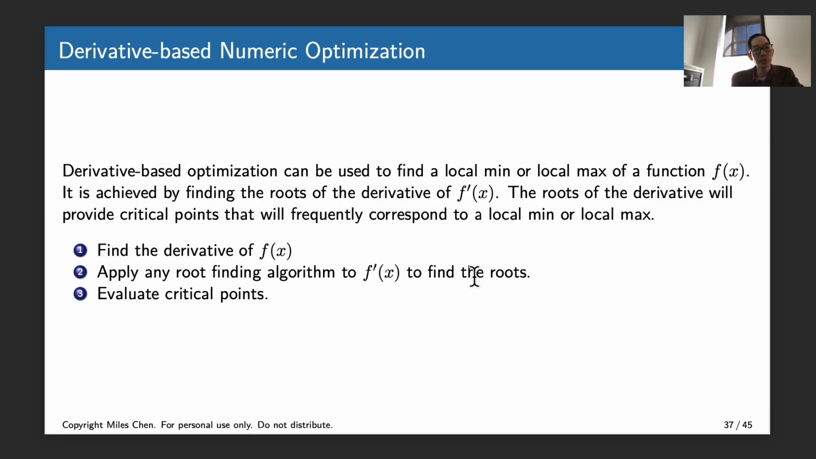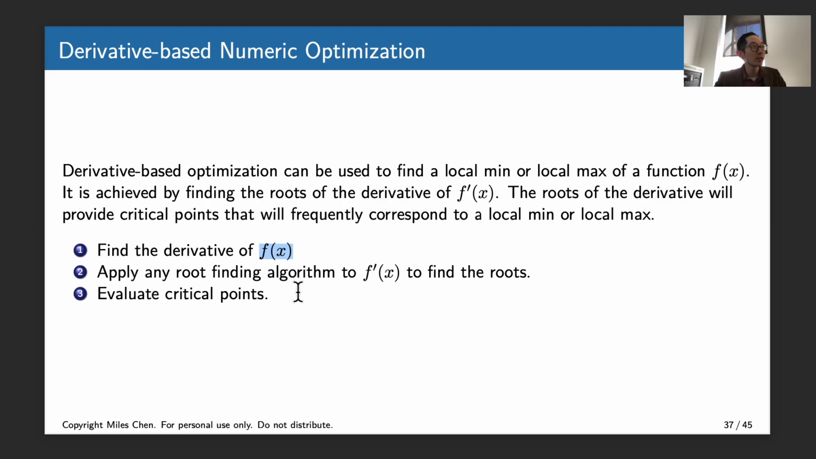So derivative-based optimization is just basically take any root finding algorithm and apply it to f prime. Okay, so you find the derivative of a function, and then apply any of these root finding algorithms. So you could take bisection method, apply it to f prime. You could take Newton-Raphson method. That's probably one of the most popular choices, just because Newton-Raphson converges so quickly. But any of the other things, fixed point iteration, secant method, any of those things will work. Okay, and then once you get your critical points, you evaluate those things.